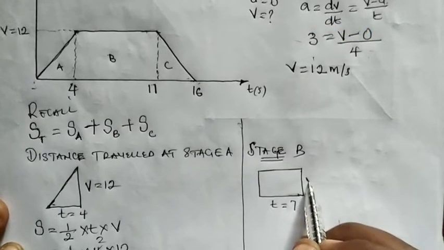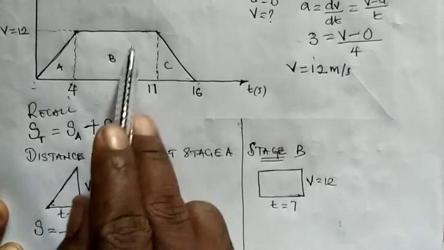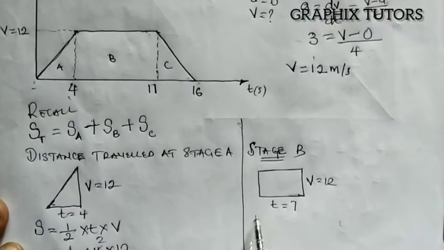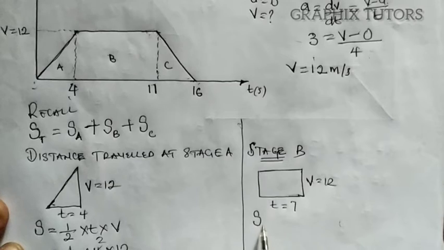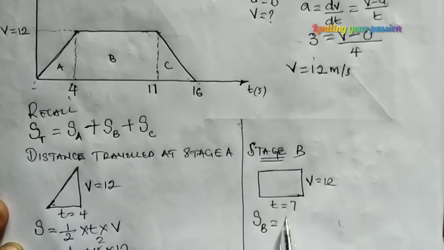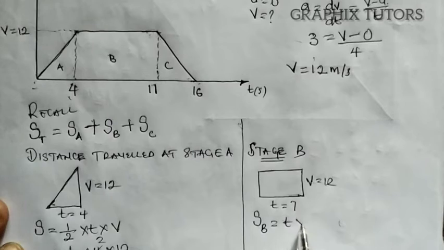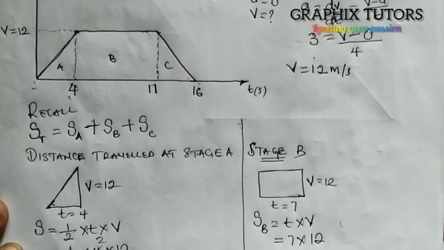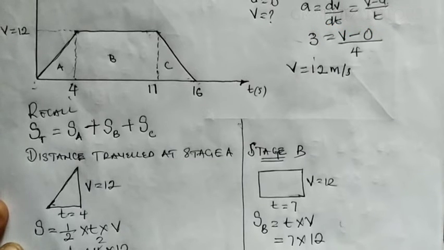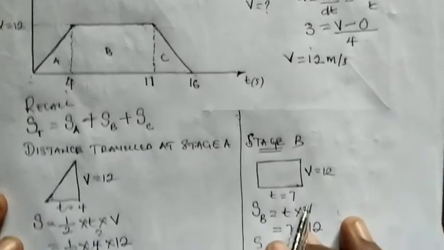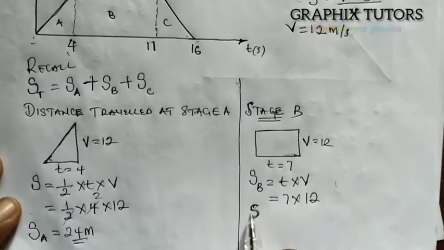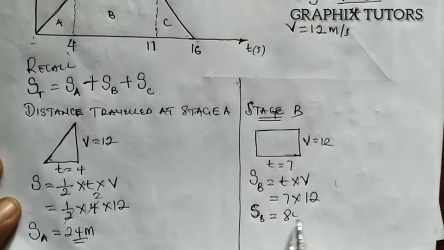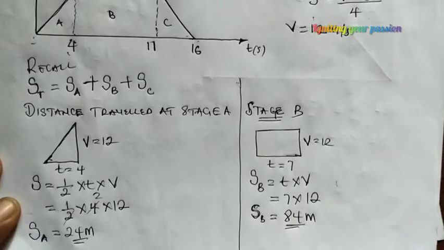The height still remains the same. Velocity is giving us 12, because velocity is constant here, 12. So we say that the area is the distance, and that will give me the length, which is T, times the height, which is V. So T is 7 multiplied by 12. So 7 times 12 will give me 84. So XB is equal to 84 meters, because distance is measured in meters.